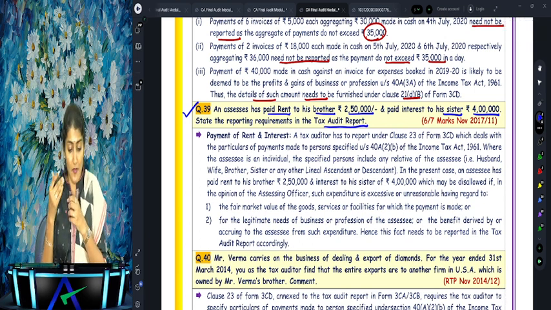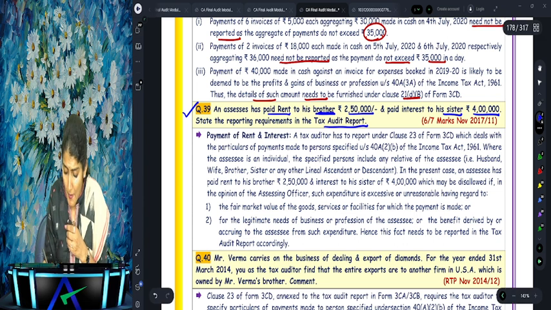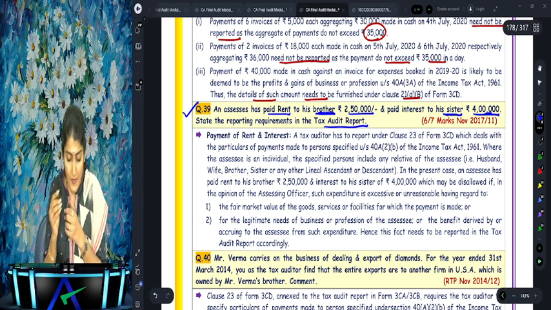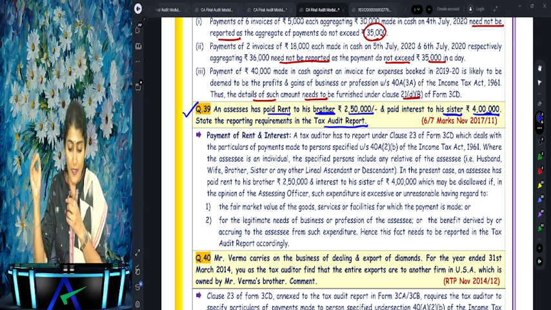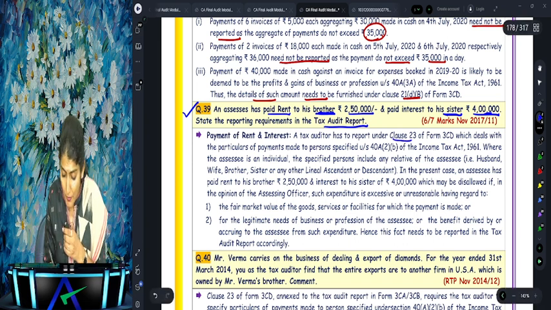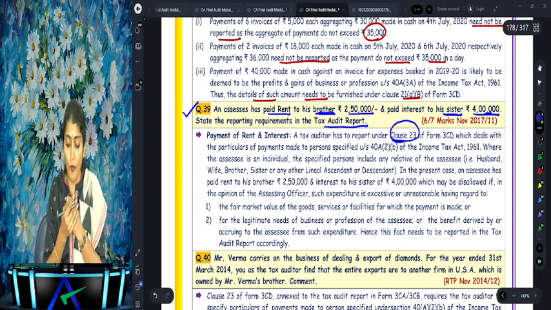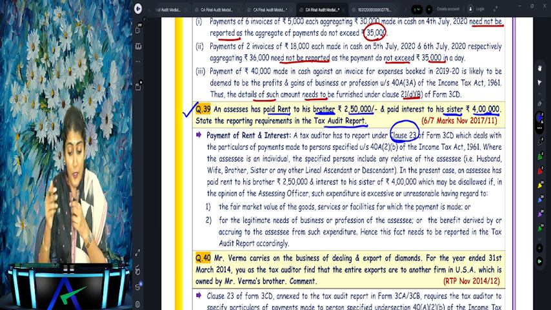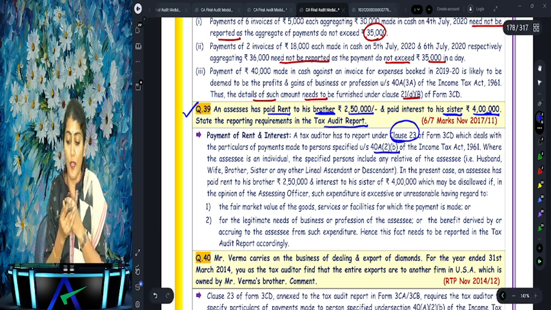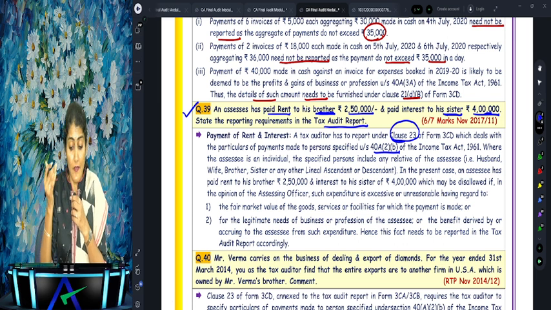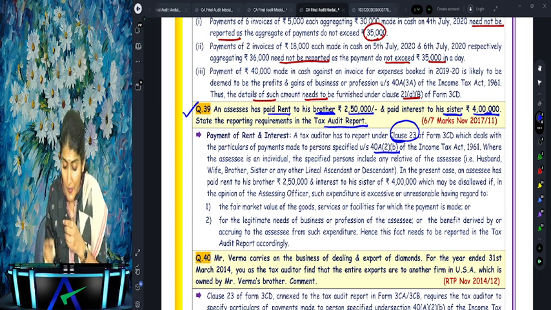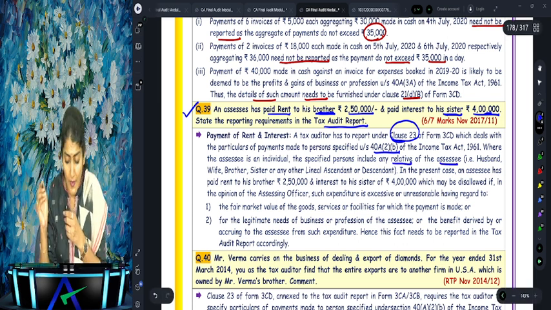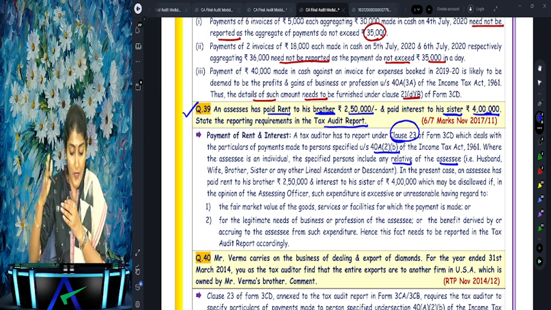Right, so what does it say? Payments to specified person. So your payment of rent to the brother and interest to the sister. A tax auditor has to report under clause 23 of form 3CD, which deals with the particulars of payments made to the person specified under 40A2B of the Income Tax Act. Where the assessee is an individual, the specified persons include any relative of the assessee, that is husband, wife, brother, sister, and any lineal ascendant or descendant.